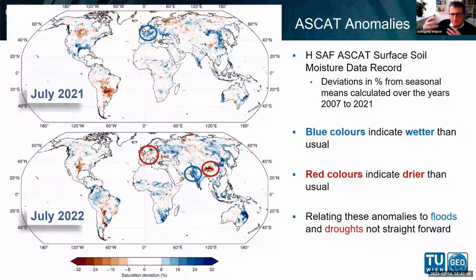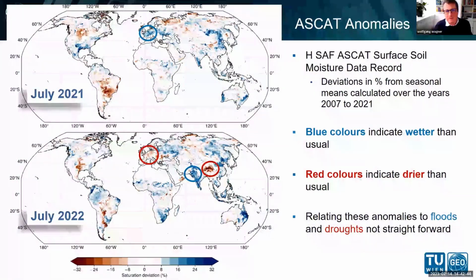Now bringing this kind of time series plot onto a spatial map, showing the anomalies of soil moisture. We've prepared here two maps, one for July 2021 and one for July 2022. You see here when you make those global plots, there are always areas around the world where you have drier than normal and wetter than normal conditions. So it's not straightforward to say just because it looks wetter than normal, there's a flood going on, and it doesn't necessarily mean that it's drier than normal, that we have a drought going on here.